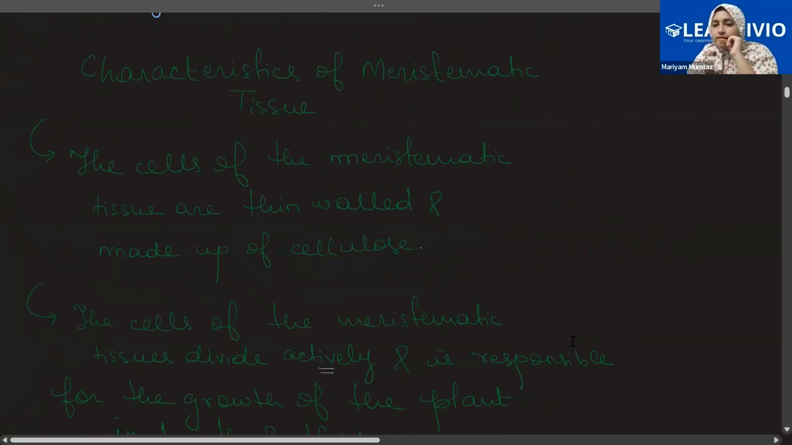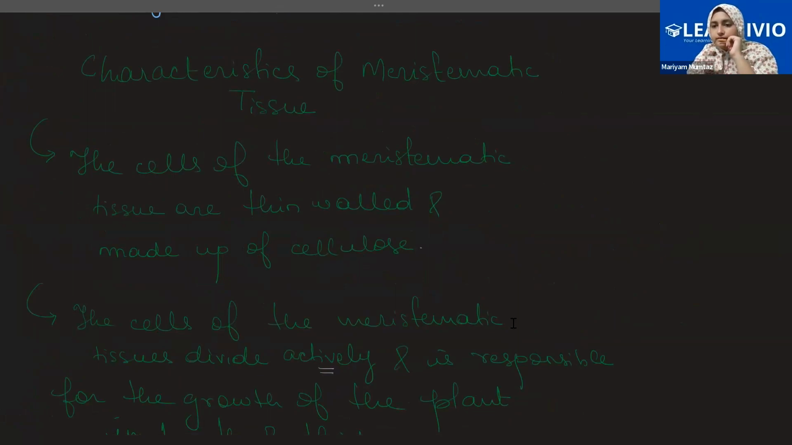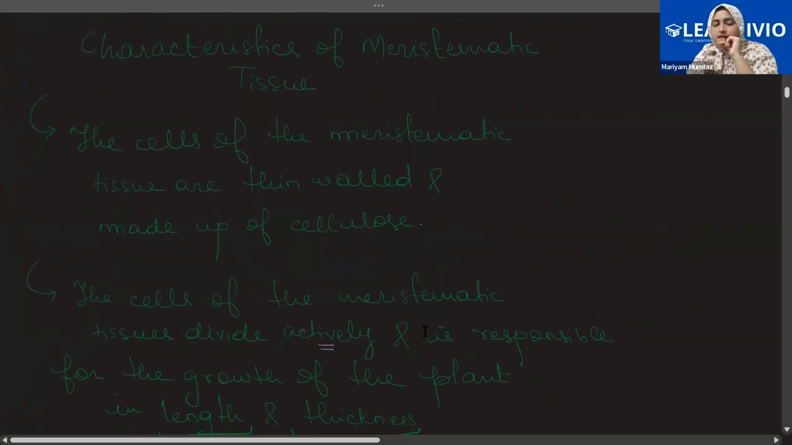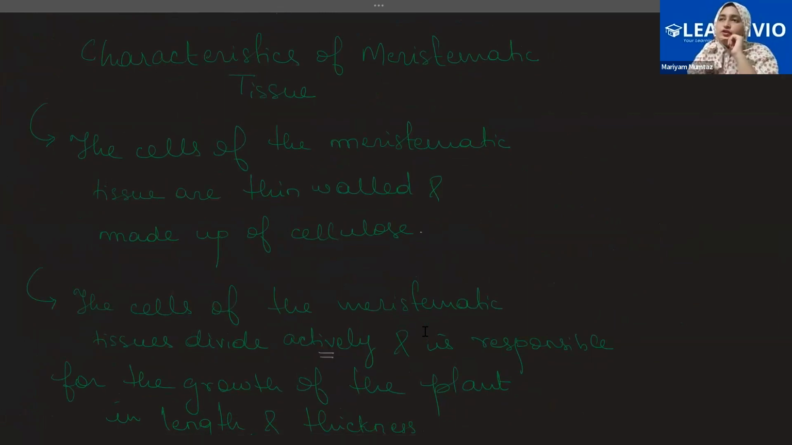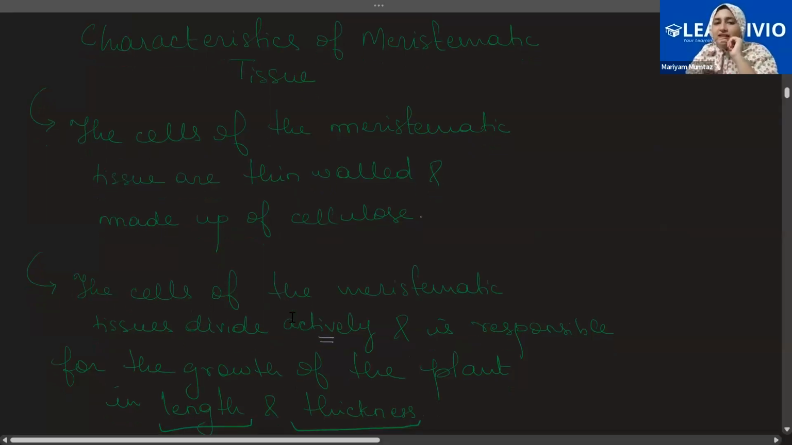Ma'am, xylem and phloem have vacuoles, right? No. See, xylem and phloem are also responsible for transportation, right? So for storage purposes, they don't have vacuoles. They have other things such as their own parenchyma. You'll know about it when we study them. So, are the characteristics of meristematic tissue clear to everyone in the class?